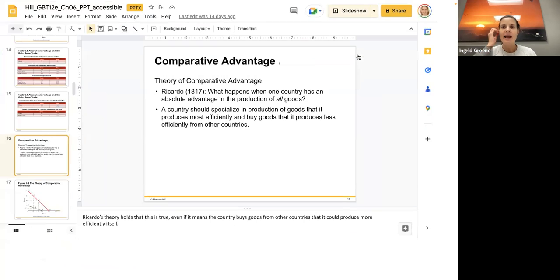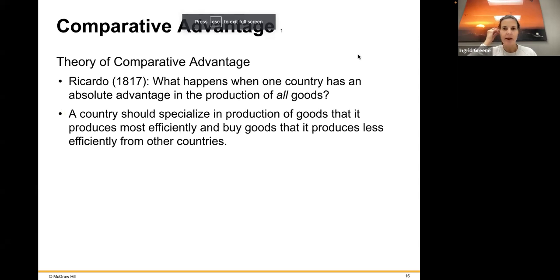Hi, I'm Professor Green, and we're going to start to talk a little bit about comparative advantage. This is the second part of chapter 6. So, comparative advantage has a handful of different economists that have contributed to this theory.